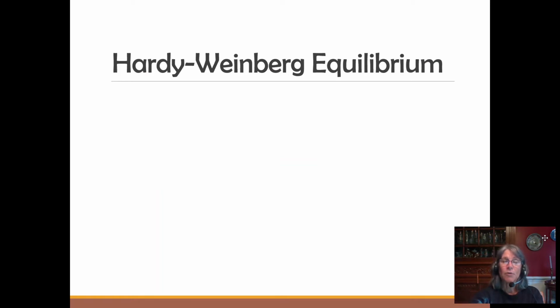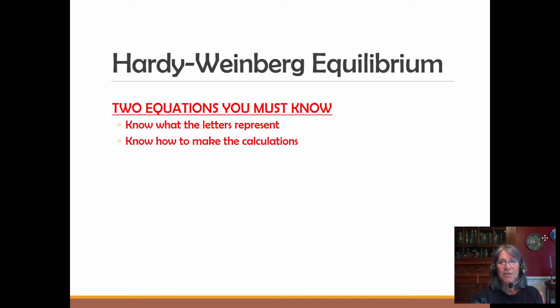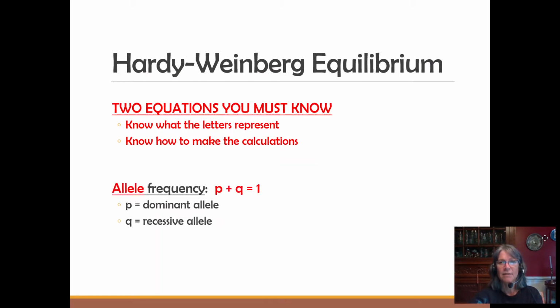The Hardy-Weinberg Equilibrium equations are 2 equations that you should know. You should know what the letters represent and know how to do the calculations. The first is for allele frequency. What is the frequency of my dominant and my recessive allele in this population? Within a given population, the total number of alleles is 100% of the alleles. So I can do this as a percentage with whole numbers or with fractions. P plus q equals 1. The proportion of p alleles and the proportion of q alleles has to equal 1.